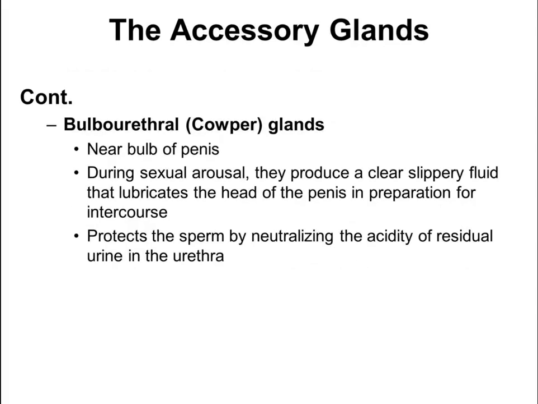And then there is the bulbourethral gland, sometimes called the Cowper gland, which is near the bulb of the penis. During sexual arousal, these glands produce a clear, slippery fluid that lubricates the head of the penis in preparation for intercourse. It also protects the sperm by neutralizing the acidity of residual urine that might be in the urethra.